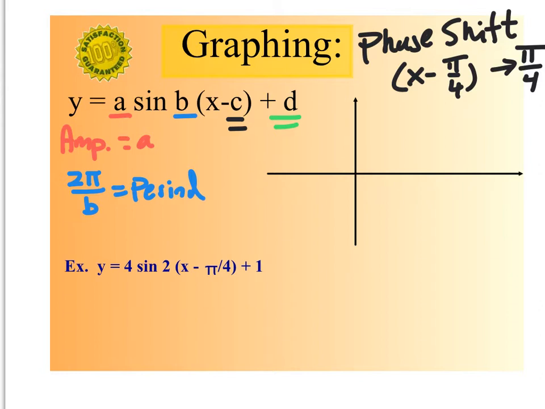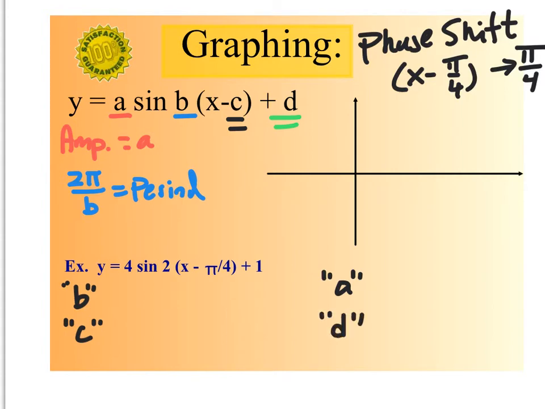Alright, the order in which I typically will graph these or work is I always work with B first. So I work with B, then C. These are my horizontal transformations. Then I work with A, and then I work with D.